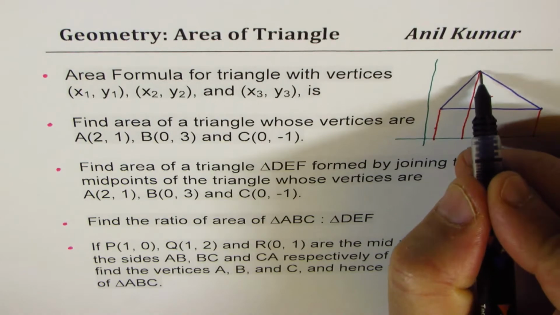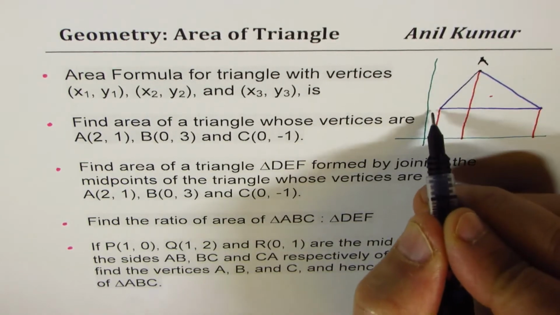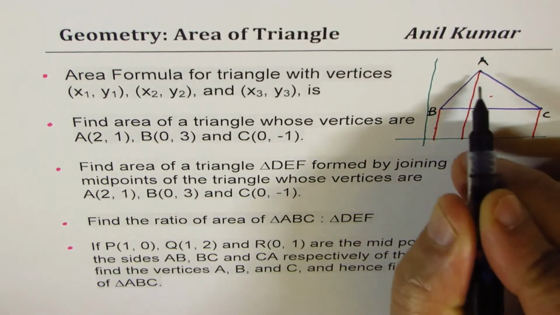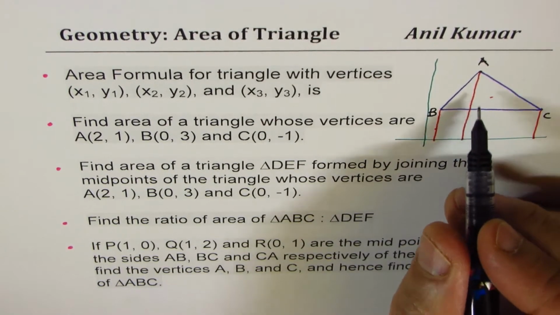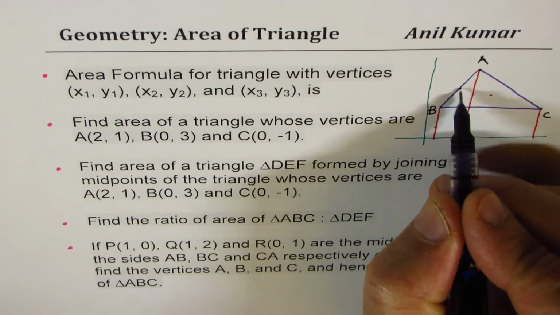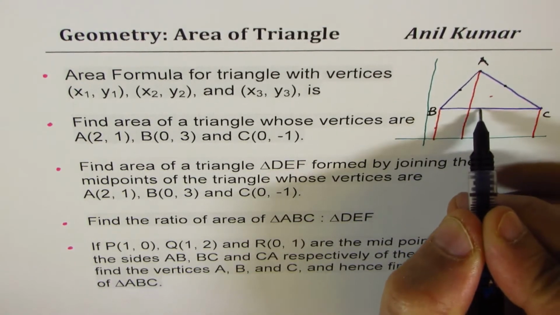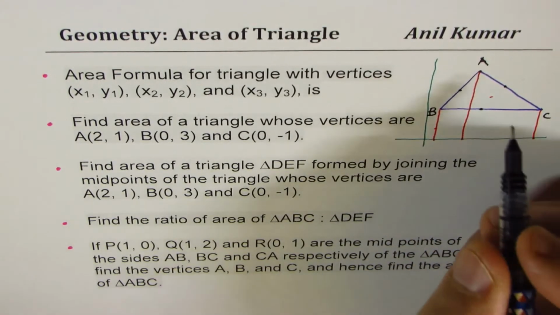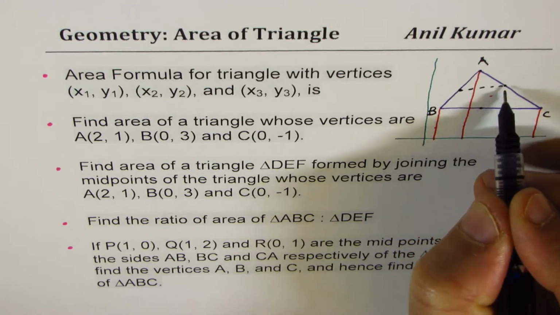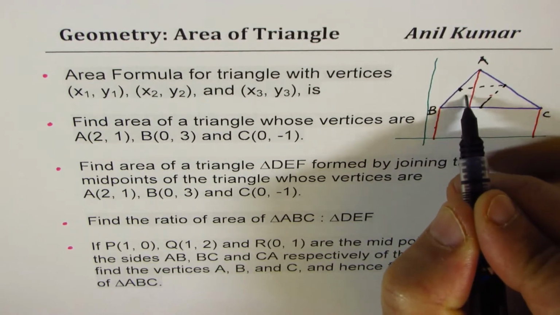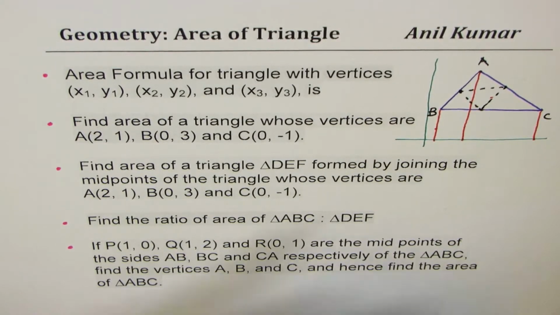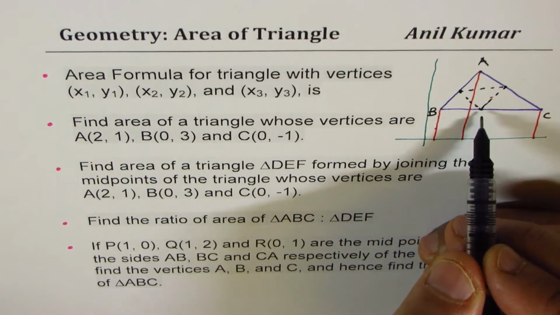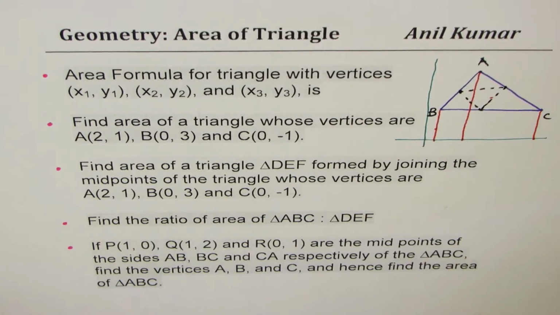Then we'll know the vertices A, B, C. Substitute those values in the formula, find the area, and then we are going to check what the midpoints could be for given A, B, C, and connect these midpoints to form a smaller triangle, find that area. Lastly, we'll start from the midpoints and get the vertices. So I hope it's clear what we are going to do.